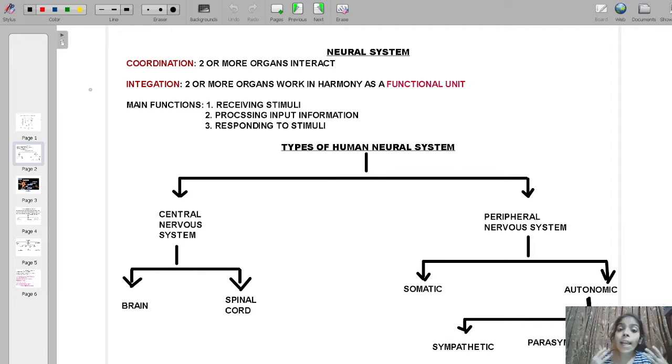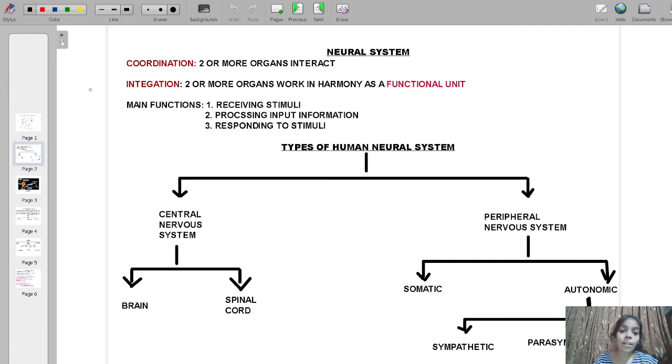Now, how will I understand that I am hungry in the first place? Who will tell me that you are hungry, so go and get your food, have your dinner? So these things, the relationship between stimulus and response, is coordinated by nervous system.